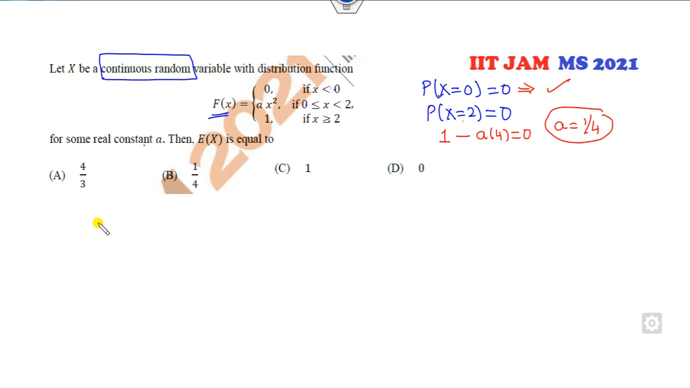Fine. Then how can you find the expected value? It's from 0 to infinity, 1 minus F, minus minus infinity to 0 F. Fine. So what is that?